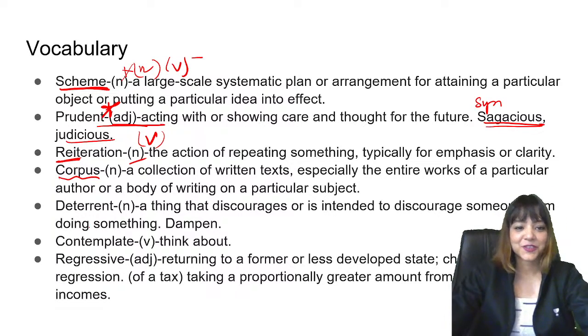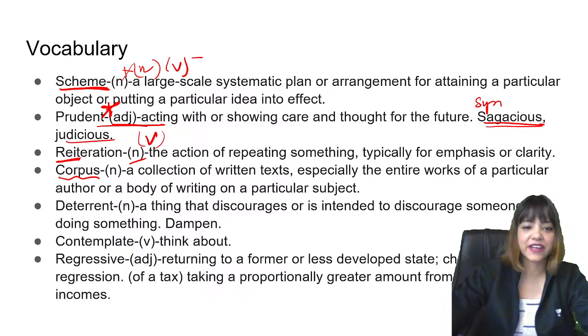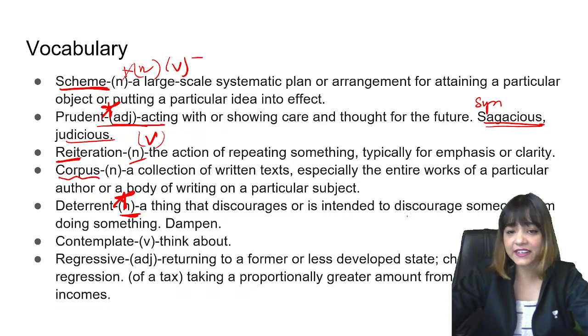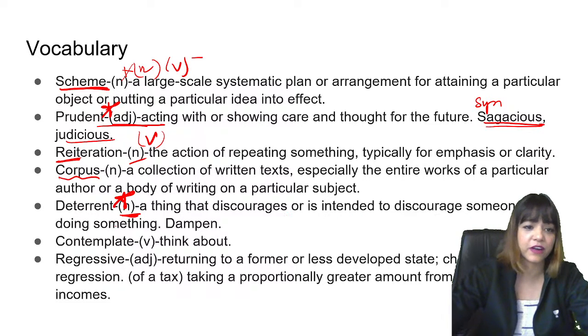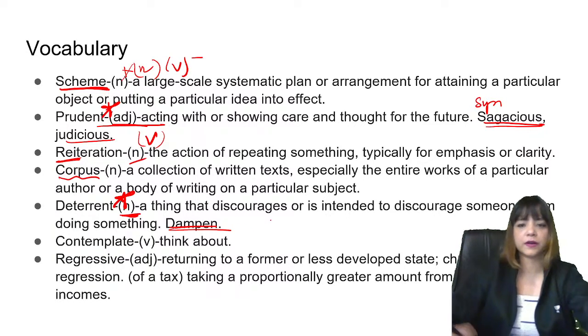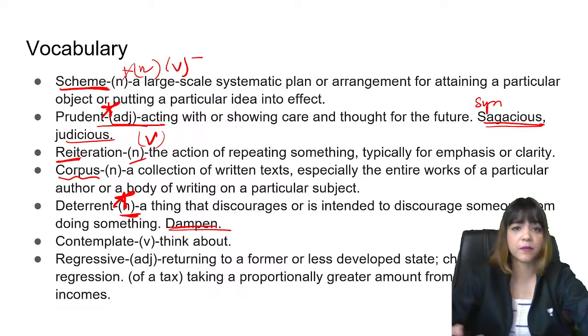All right. So, deterrent, next word is deterrent. I think we have discussed this word again, a noun. Basically, a thing that discourages or is intended to discourage someone from doing something. Dampen, basically. Dampen तो हमने देखा था. तो discourage करना किसी चीज को किसी को when they are about to do something.